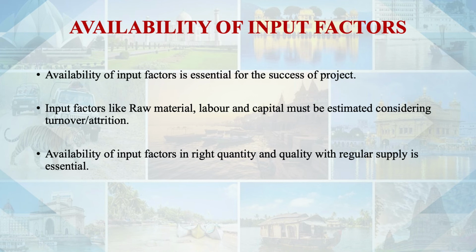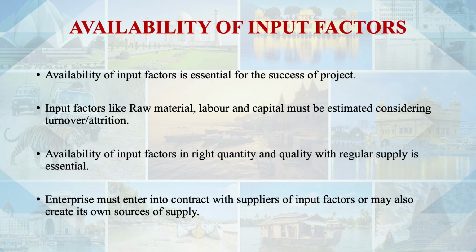Likewise, if you talk about the diamond industry in India, wherever diamonds are produced in the whole world, they are processed in India, and Surat is very famous for it. We can develop a very good destination for sightseeing of such industries in Surat or nearby areas. Regular supply of essential input is also very important, as is the quality of the input factor. An enterprise must enter into contracts with suppliers well in advance for regular supply at a fixed cost, preferably fixed cost, though it may not always be fixed in the long run, and may also create its own resources of supply if possible.